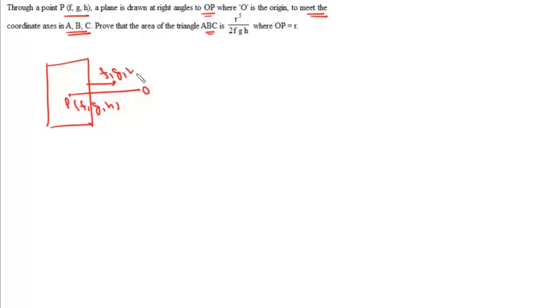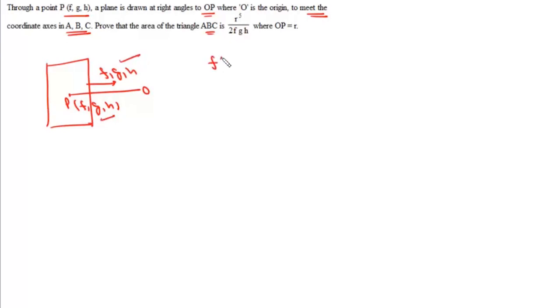Now the question is, through a point P, a plane is drawn at right angle to OP. So we have this plane which is right angle to OP, where O is origin and P is this point which is given by F, G and H. Now this plane meets the coordinate axis in A, B and C, then prove that the area of this triangle ABC is R to the power 5 upon 2FGH. Now we know that the direction ratio of this normal will be given by F, G, H. Now we have the normal, we also have this point.